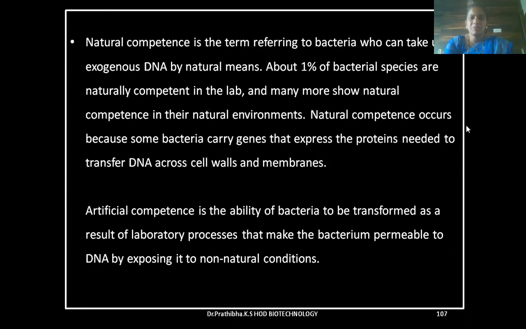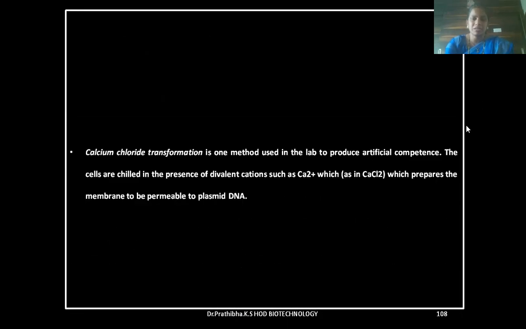Natural competence is the term referring to bacteria which can take up exogenous DNA by natural means. About 1% of bacterial species are naturally competent in the lab, and many more show natural competence in their natural environments. Natural competence occurs because some bacteria carry genes that express the proteins needed to transfer DNA across cell walls and membranes. Artificial competence is the ability of bacteria to be transformed as a result of laboratory processes that make the bacterium permeable to DNA by exposing it to non-natural conditions.